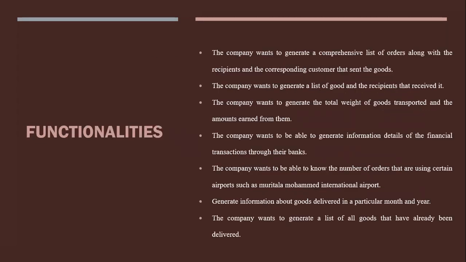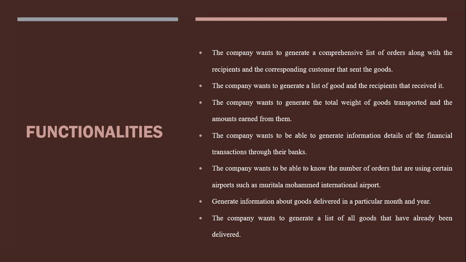Functionalities of the database. These are the proposed functionalities of my database. The company wants to generate a comprehensive list of orders along with the recipient and the corresponding customer that sent the goods. The company wants to generate a list of goods and the recipient that received it. The company wants to generate the total weight of goods transported and the amount earned from them. The company wants to be able to generate information details of the financial transactions through their banks.